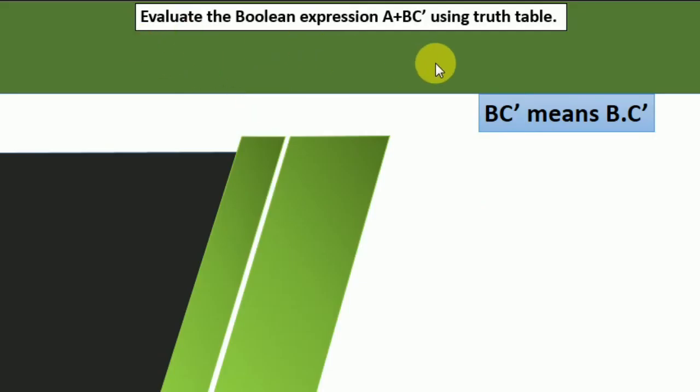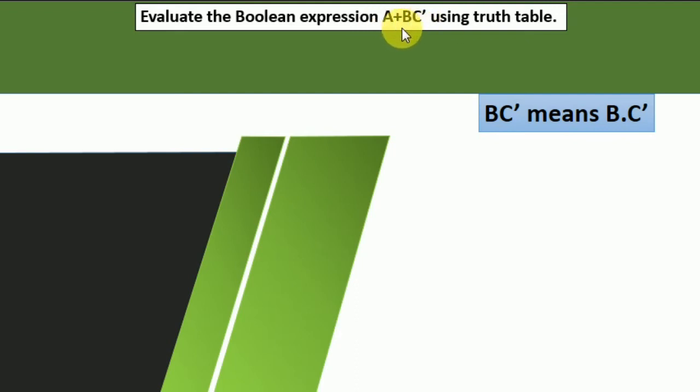Question is here: evaluate the Boolean expression A plus B C complement using truth table. Plus sign is for or, and B C complement: B C means B dot C complement. It means that an and is there. You need to understand one thing: when B C like this is given, you should know that it is an and concept. Just put the dot sign or leave it, but you should know that this is and. Now how many variables are there?